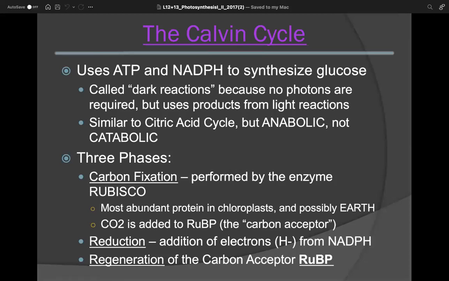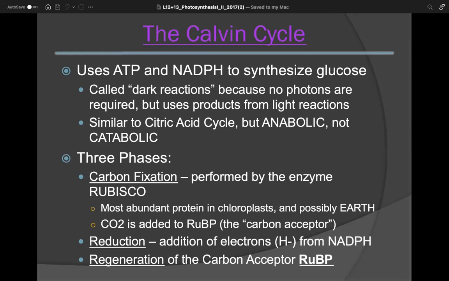So next, we're going to discuss the Calvin cycle. And the Calvin cycle is where we use our ATP and our NADPH to synthesize glucose. And this is called the dark reaction because we're not using photons in this step. So we do still use the products of light reaction, similar to how the citric acid cycle is catabolic, but instead of being a catabolic reaction, this is an anabolic reaction. Sorry. So Calvin cycle, anabolic.